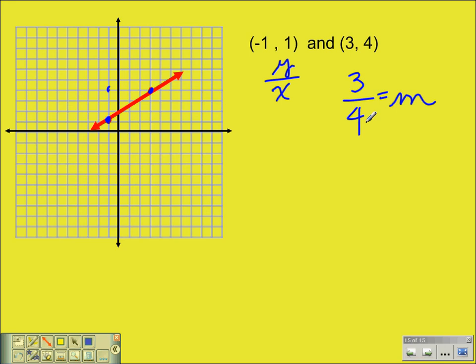So that's another way for us to be able to find the slope if we were actually looking at the graph. That is the end of this All-Star Math video lesson.